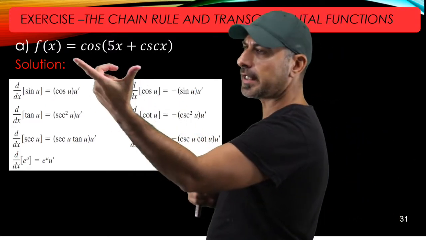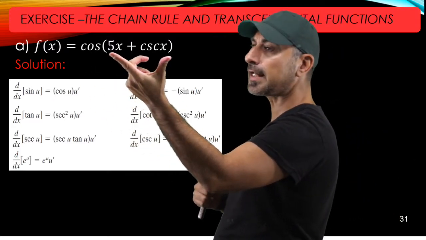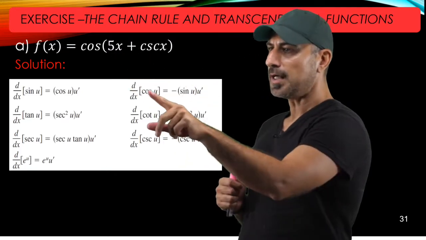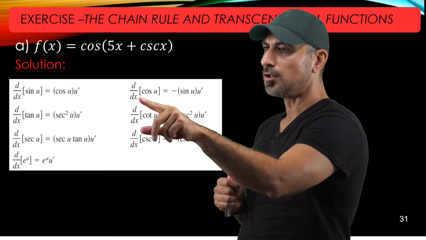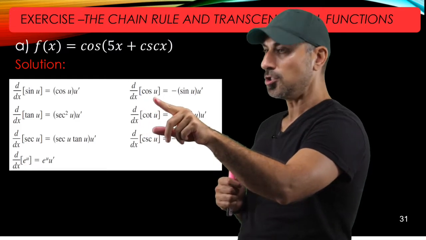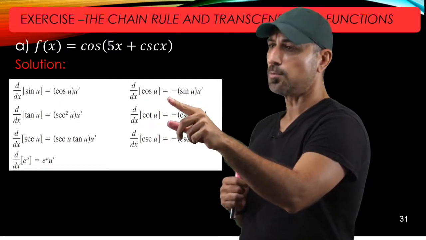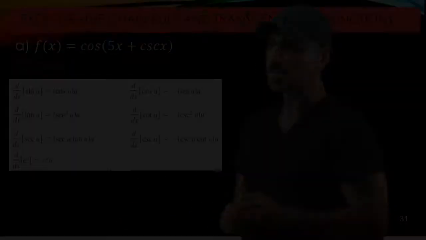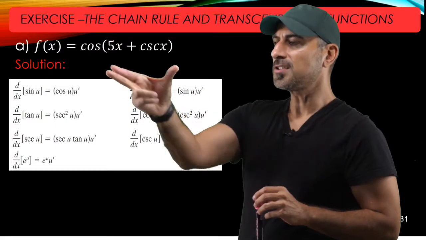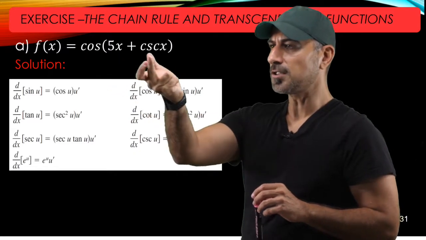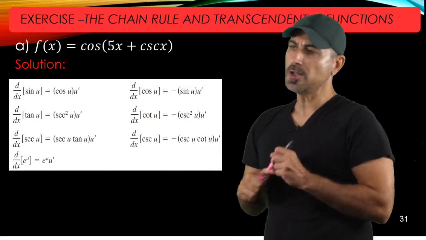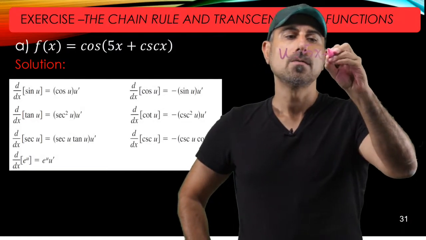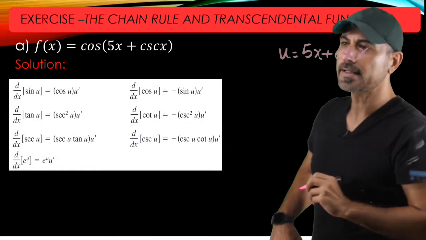And realize that 5x plus cosecant x is the argument of cosine. And the chain rule implies here that the derivative of cosine u is equal to minus sine u times u prime, and here u is a function of x. Our given function fits in this form. It's cosine of a function. So the first step here is to call u to be 5x plus cosecant x.